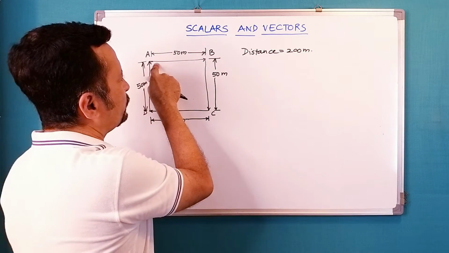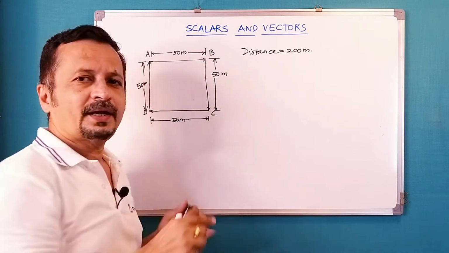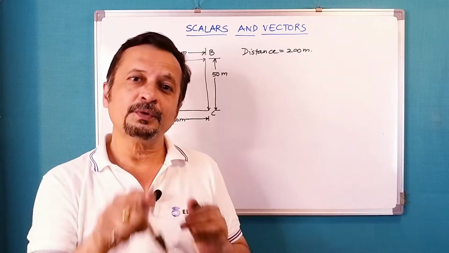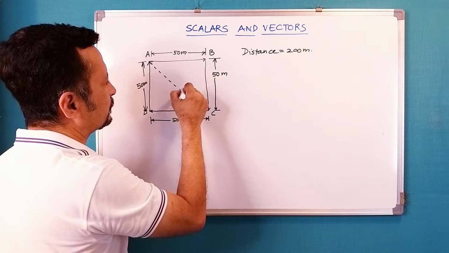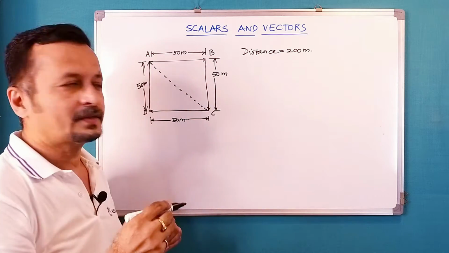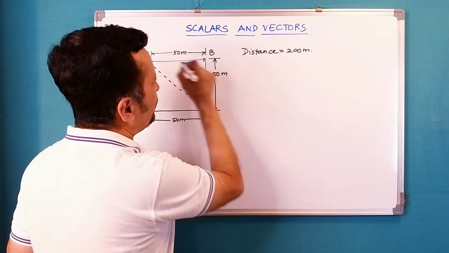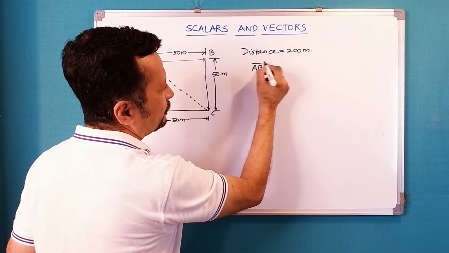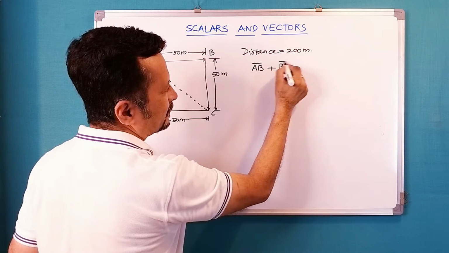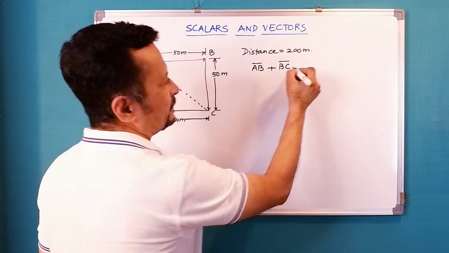Imagine that I walk from A to B and then B to C and I stop at C. Now in that case, what would be my displacement? So wouldn't my displacement be from A to C? Isn't it? So I could say my vector AB plus vector BC is equal to vector AC.